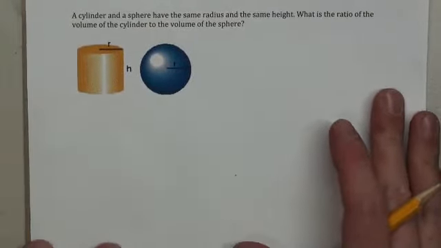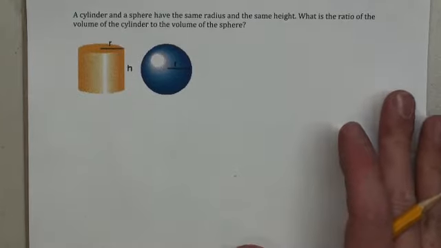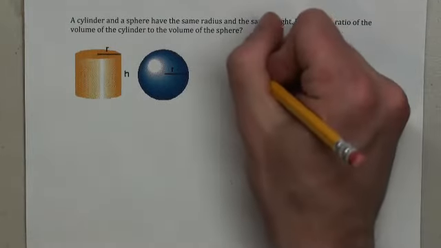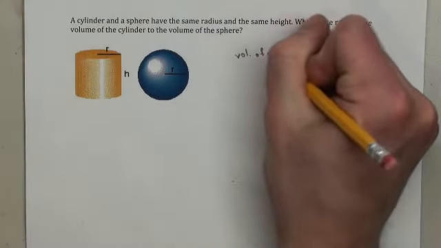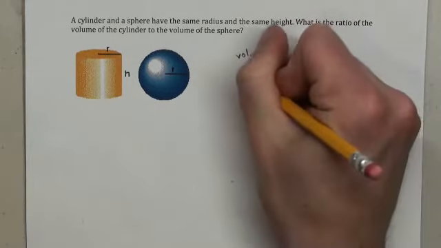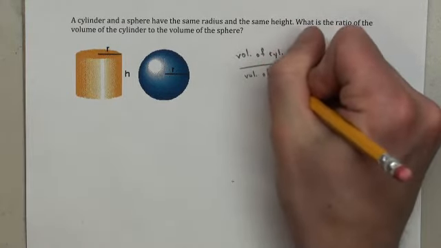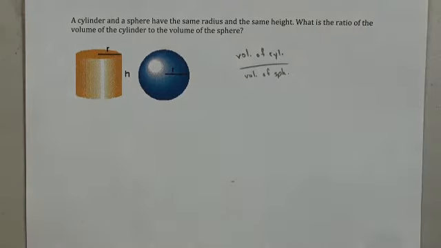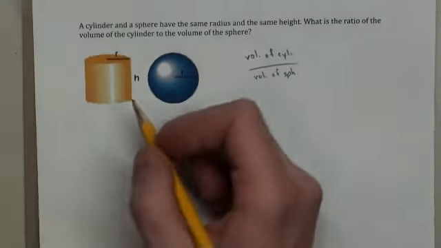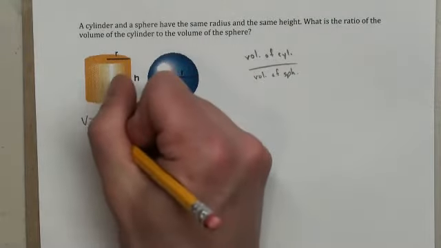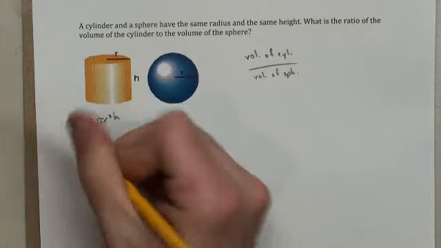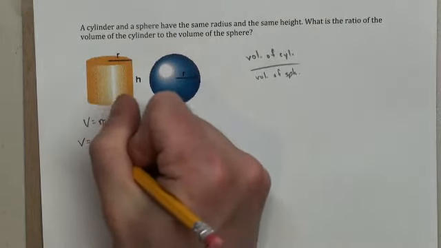A cylinder and a sphere have the same radius and the same height. What is the ratio of the volume of the cylinder, so that one goes on top, to the volume of the sphere? Okay? So let's do the volume of the cylinder. That's pi r squared h. Volume equals pi.